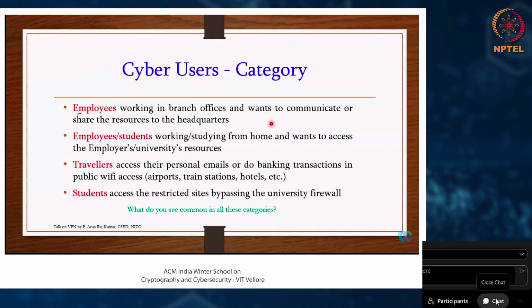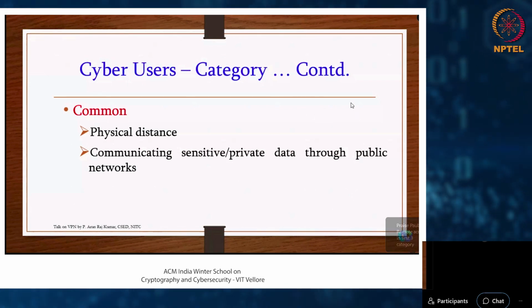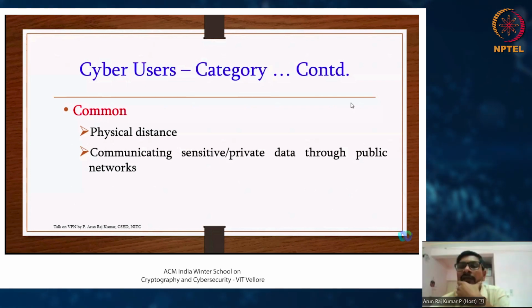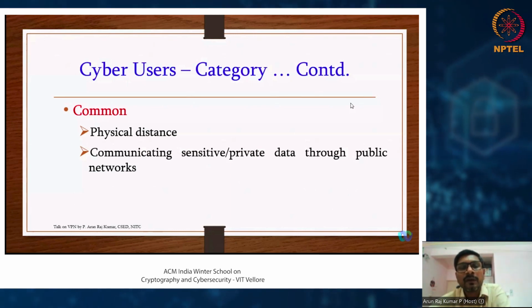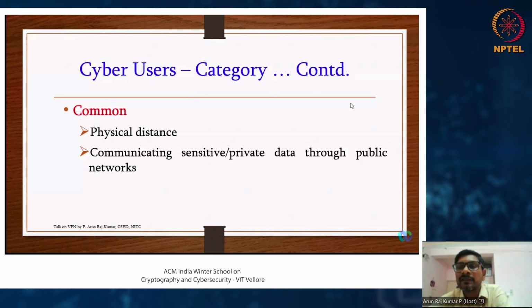Okay, so let's see what is common. One is the physical distance, because no one is trying to access a local device. They are trying to access something which is many kilometers, many miles away from them. One is physical distance, a separation. So the distance between the source and the destination is very high, right? One may be in the US, one in Australia, one in India, one in another place. So the physical distance is common in all the four categories, right?